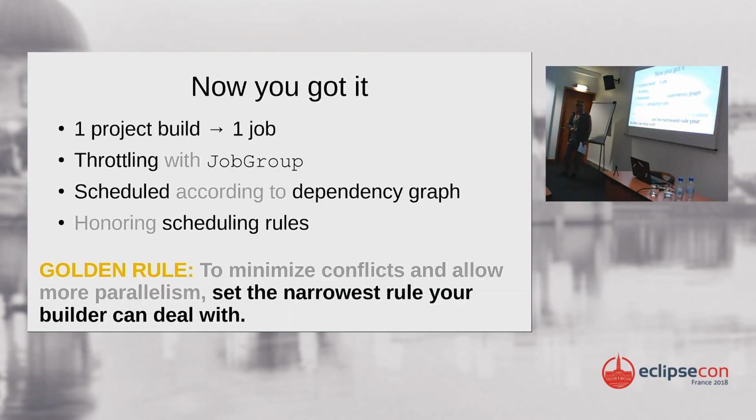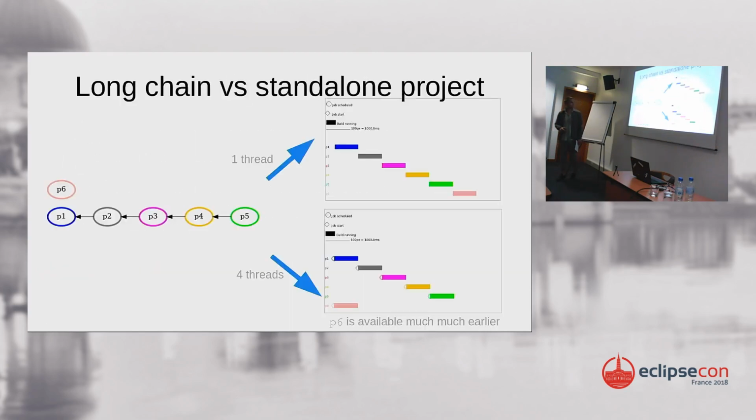So now that you got this slide, I will highlight a few cases which are interesting to better understand the value of all that. First will be this case. Let's assume we have a chain of dependency and one standalone project. It can be a very common use case in the Eclipse IDE, where you have, for example, a Maven project with 30, 40 modules, which are all chained in a big graph.